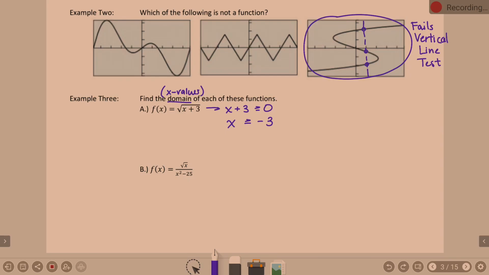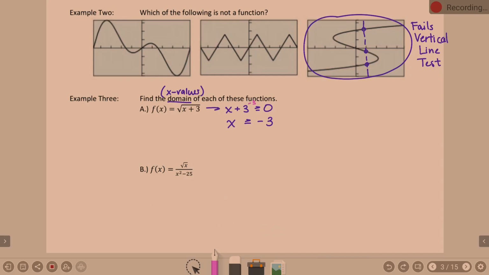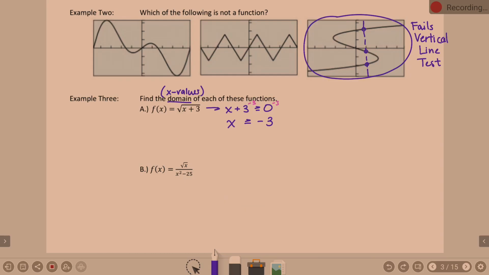Subtract 3 over, and x is greater than or equal to -3. Okay. That right there is at least part of my domain. When you have a square root, you have to make sure it's greater than or equal to 0. That's going to always be at least part of your domain.